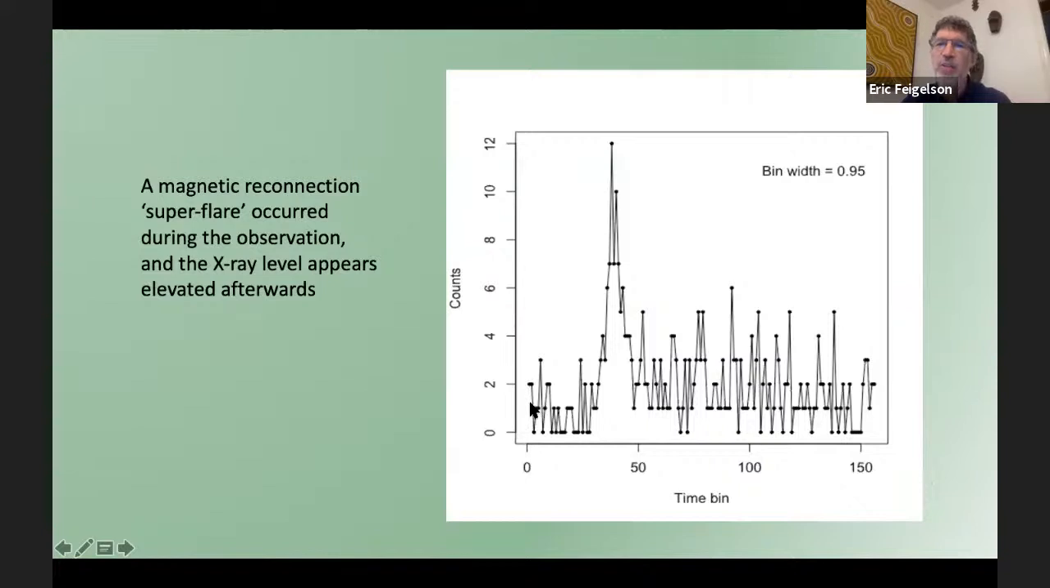So here is the univariate time series that is binned into basically 1 kilosecond bins. And you can see that it's very weak, maybe even consistent with background here. And then there's a flare, and then it seems to be elevated after the flare. These are nicknamed superflares, and they're studied for various reasons: the effect of the X-rays on the protoplanetary disks and on the young planetary atmospheres around them. It's astrophysically interesting as well as a statistical problem.